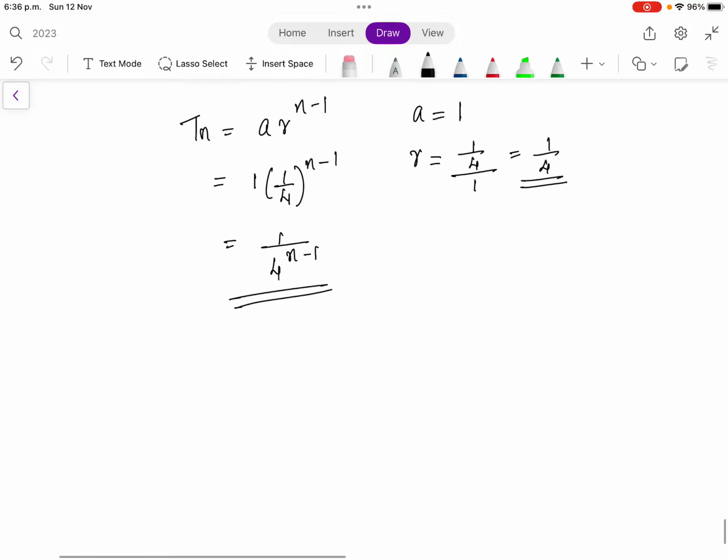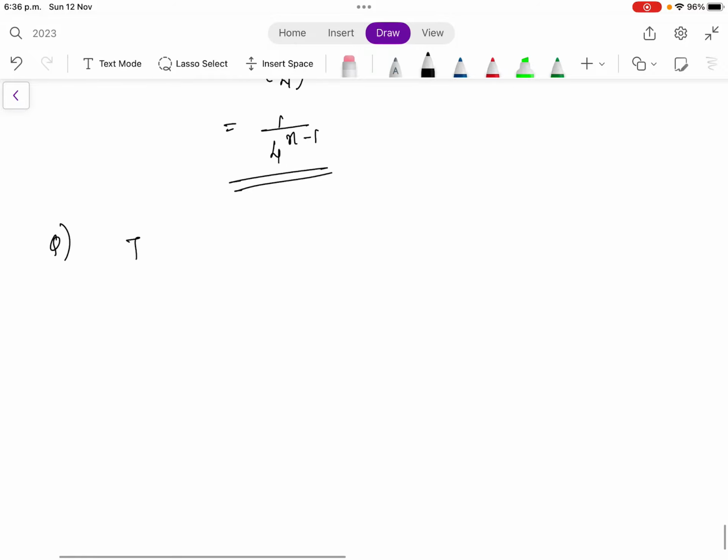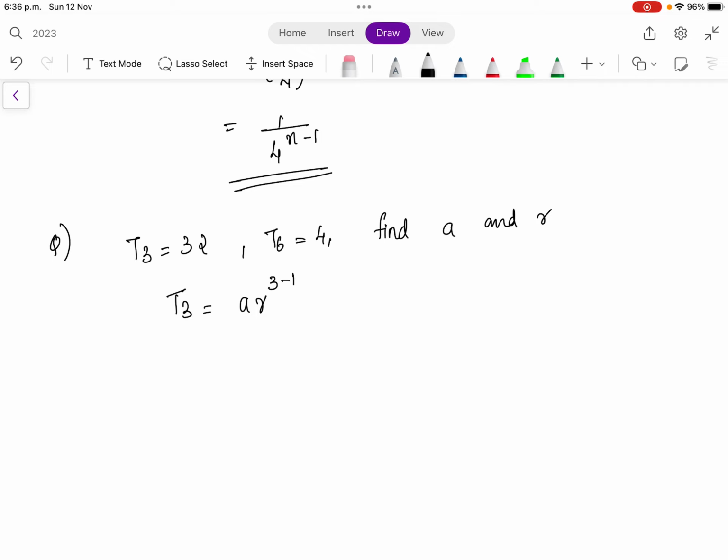Okay, let's try a different question. If t3 is equal to 32 and t6 is equal to 4, find a and r. Okay, so t3 means using the general formula, ar to the power of 3 minus 1 is equal to 32, and t6 is ar to the power of 6 minus 1, which is equal to 4.